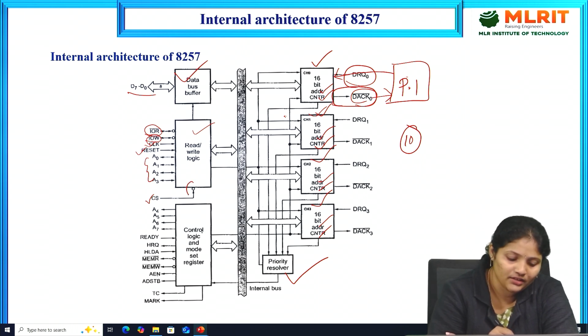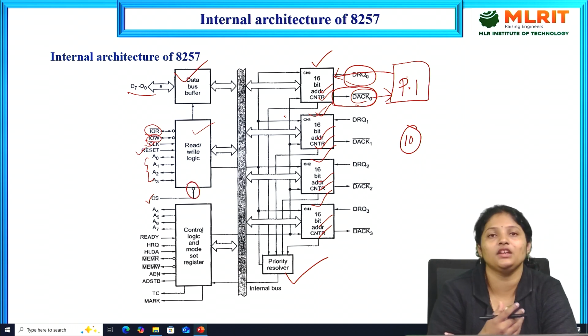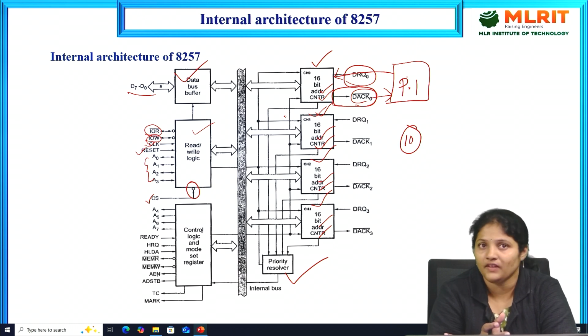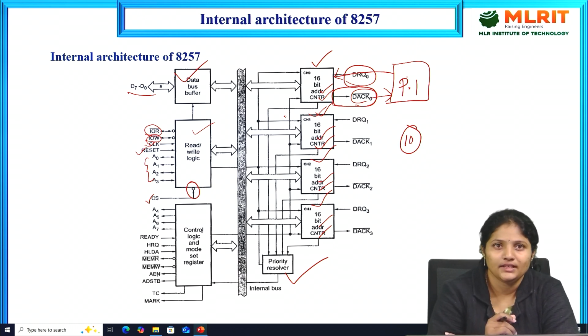As you all know, it is negative logic. So if we give 0, then only the 8257 will be in the enabled condition. If we give 1, it will be in the disabled condition.